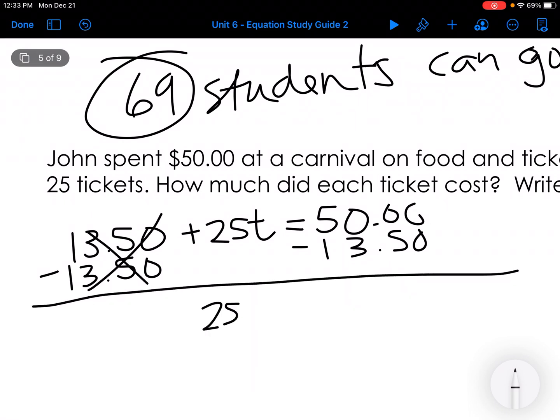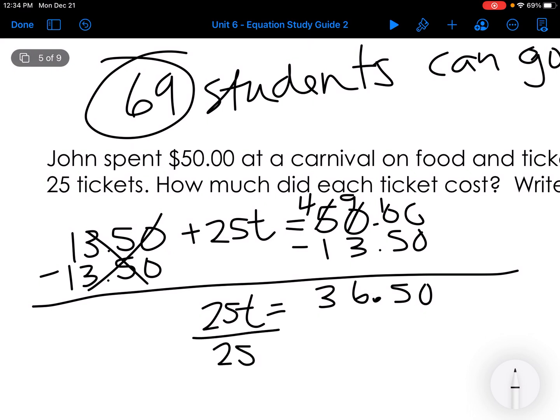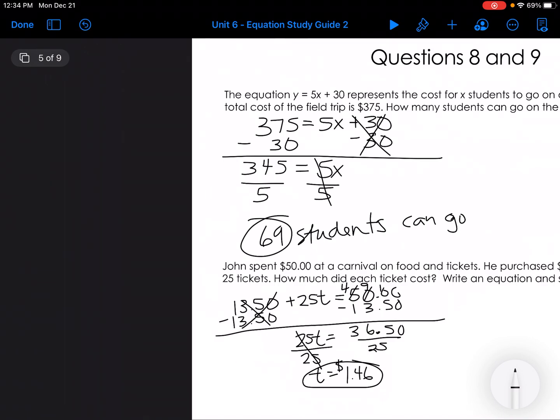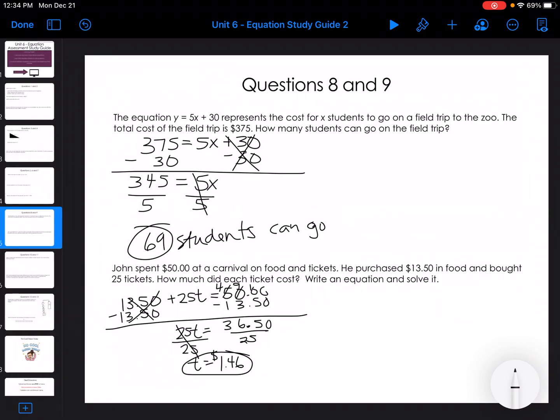I'm left with 25 tickets, and then $36.50. So I got to figure out what just one ticket is. Right now I have 25 tickets. So in my handy dandy calculator, I'm going to do $36.50 divided by 25. And I get $1.46, which is a really odd amount. But that works. All right.